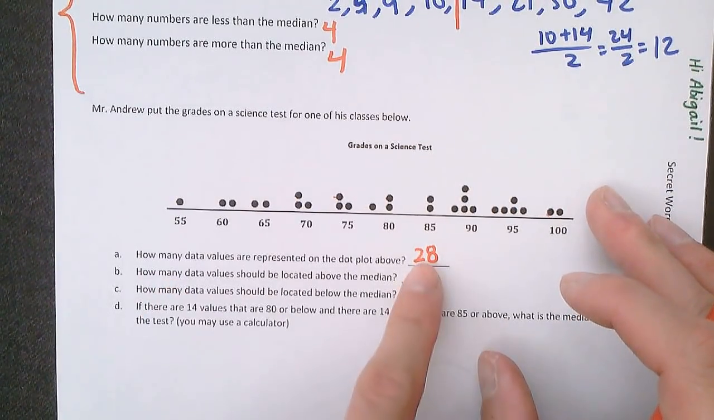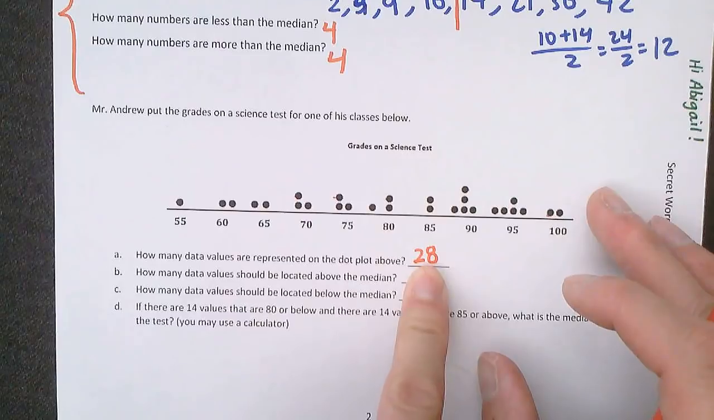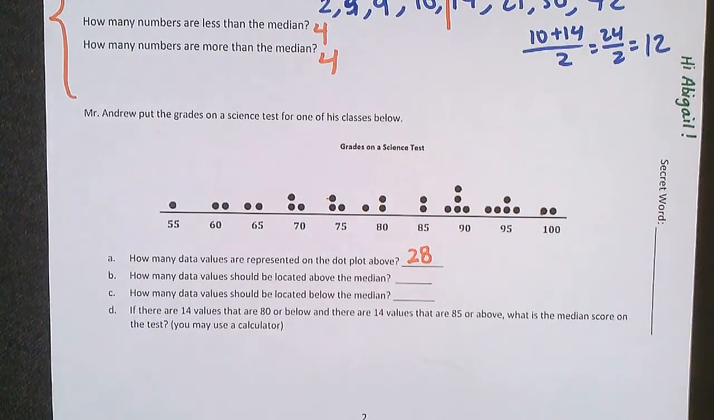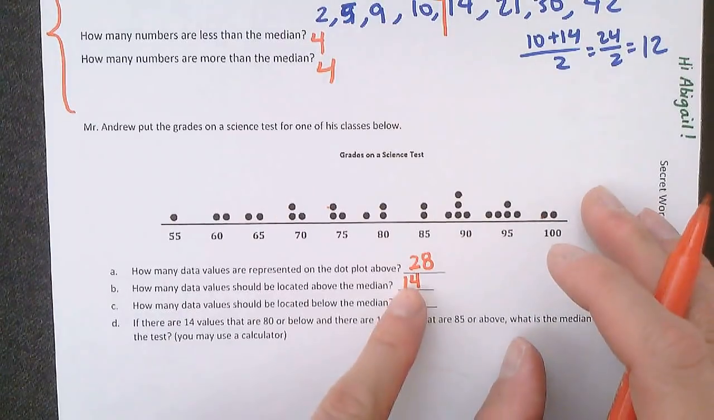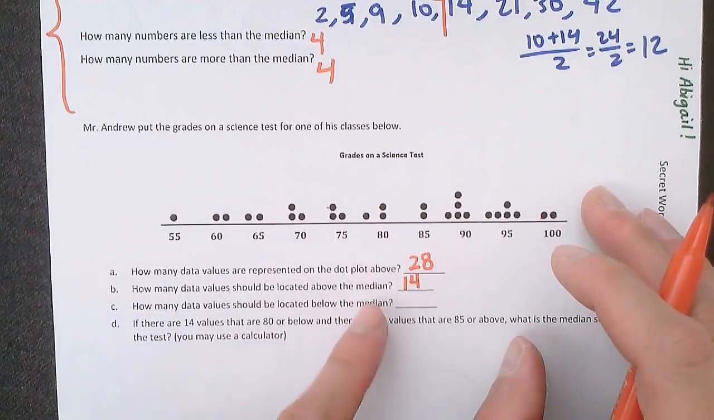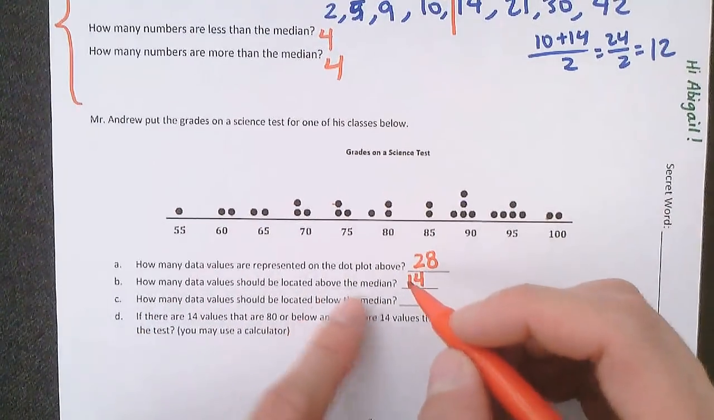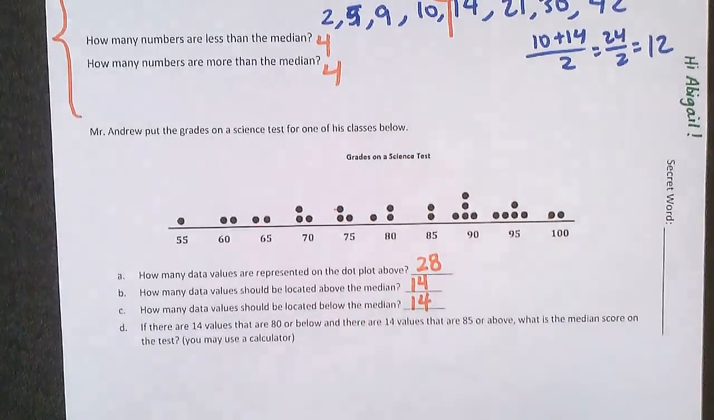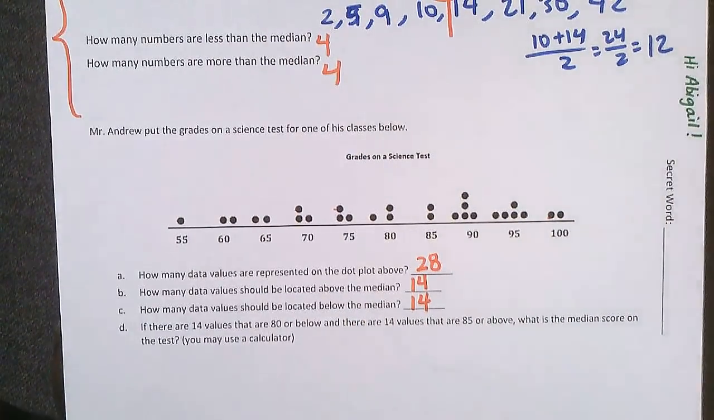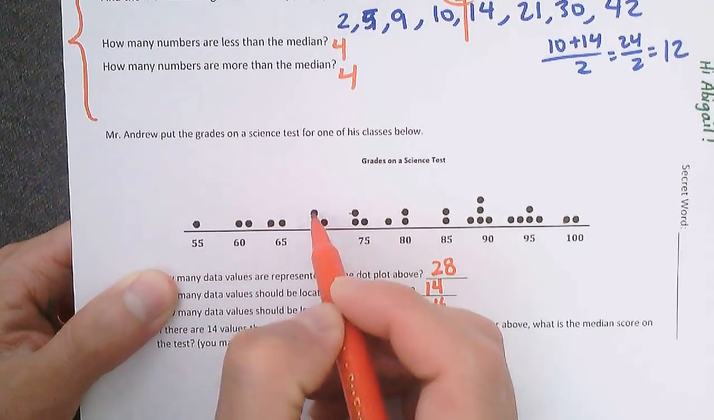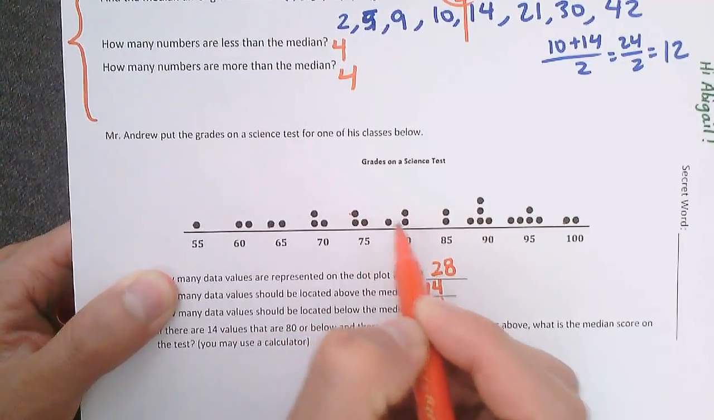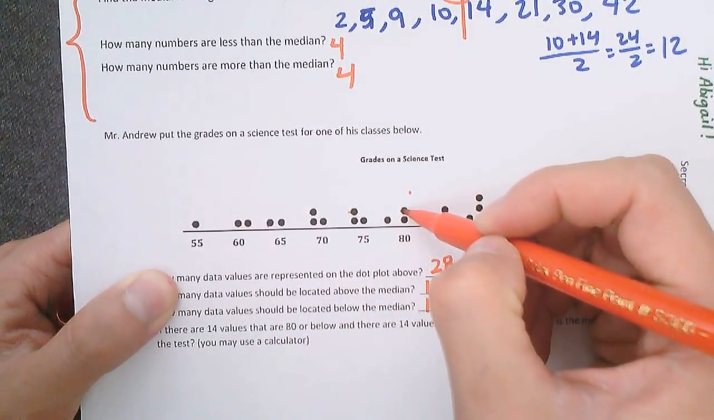And remember, the median should split this in half. So you can think, what is half of 28? Or what is 28 divided by 2? It's going to be 14. So 14 should be above the median, and 14 should be below. Right? And let's count out 14. 1, 2, 3, 4, 5, 6, 7, 8, 9, 10, 11, 12, 13, 14. So the 14 dots right here.